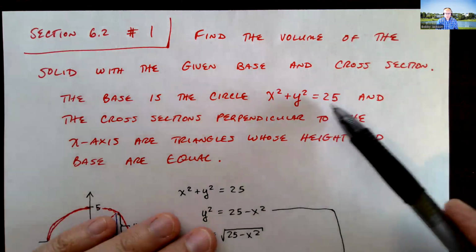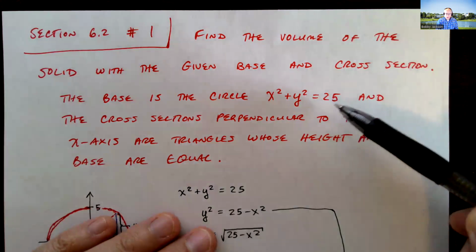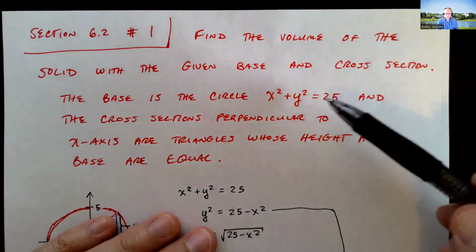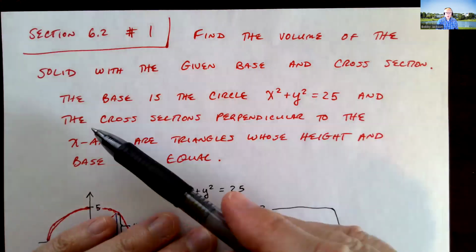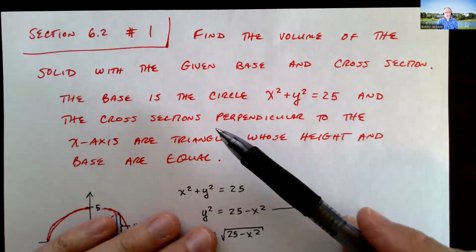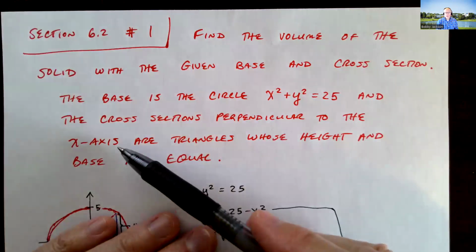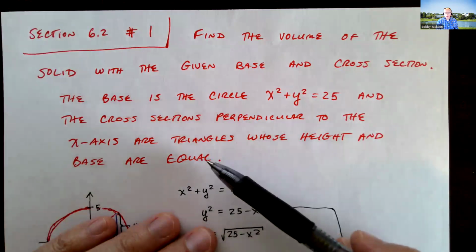You should recognize this is the equation of a circle with radius, right? R squared is 25, right? So the radius is 5. Of course, the center would be at the origin. The cross sections for our solid that are perpendicular to the x-axis are going to be triangles whose height and base are equal.